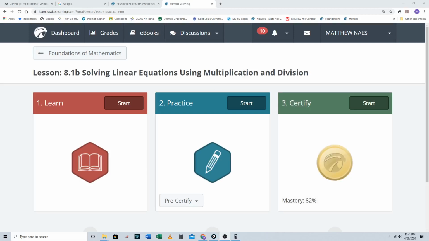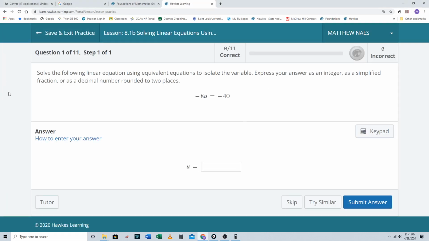All right, so here we're going to cover 8.1b, which is solving linear equations using multiplication and division. Again, we're going to do this similar to what 8.1a was, which is the rule of opposite. Now, the opposite being here, u is being multiplied by -8. So the opposite of multiplication would be division. So we're going to divide both sides by -8.